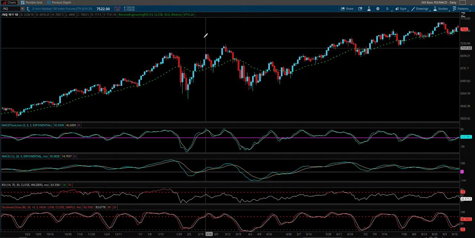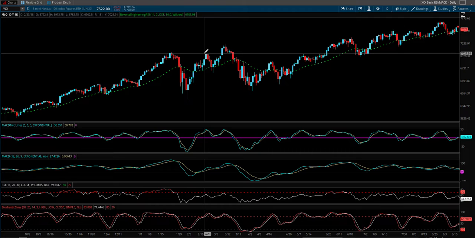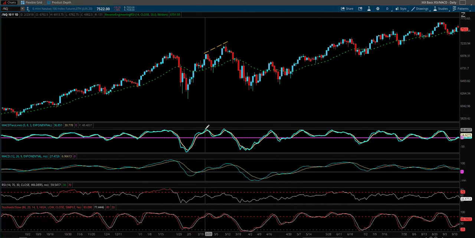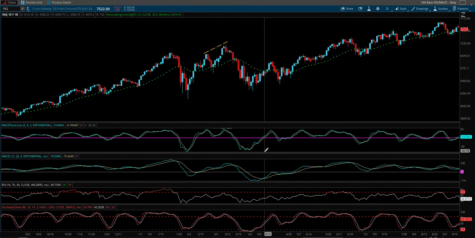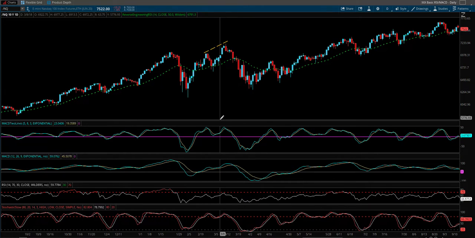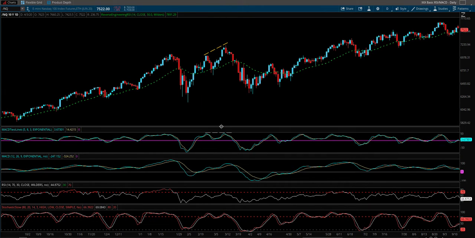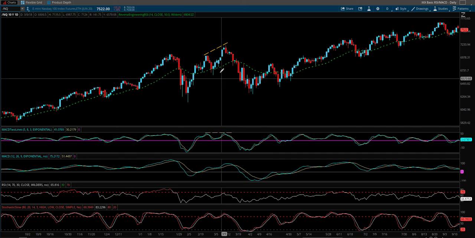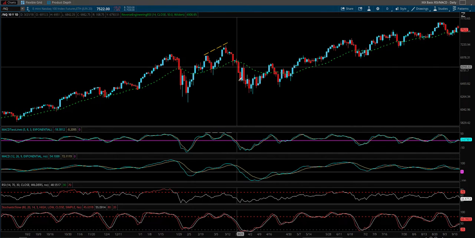Well, here was a bearish one. You can see pretty clear here that you have a higher price. MACD, basically flat, right? Double top. So that's a negative divergence. The MACD did not make a higher high like price. So it was telling you there's something amiss.